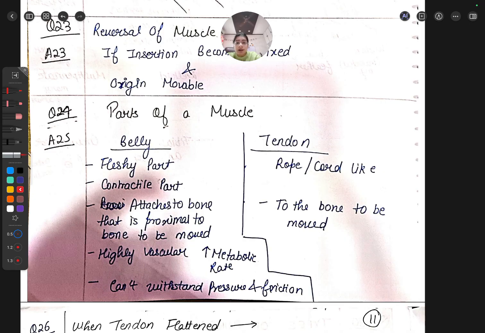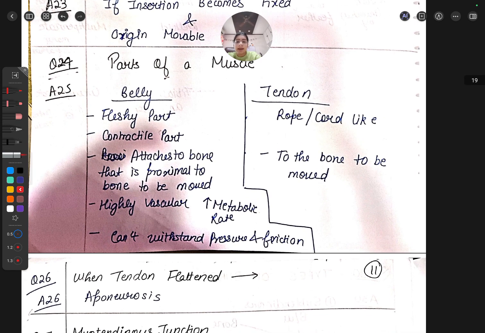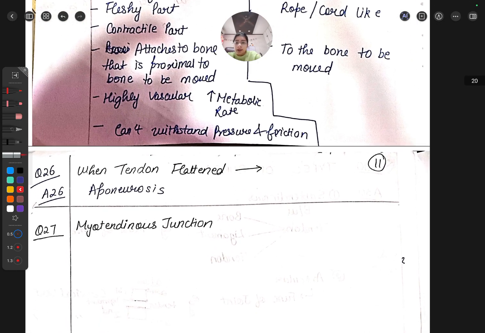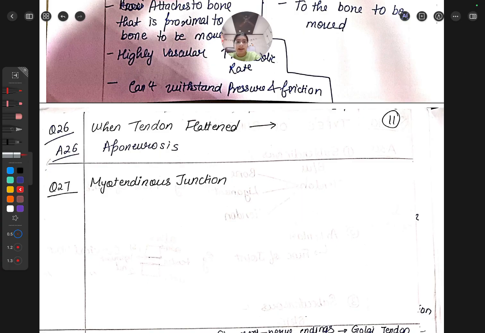Next is parts of a muscle: belly and tendon. Belly is the fleshy part, and tendon is a rope-like cord attached to the bone to be moved, right? Next, when the tendon is flattened, we call it an aponeurosis. There can be a short note, or a teacher can ask you what an aponeurosis is, but you will know it very well when you do the dissections.